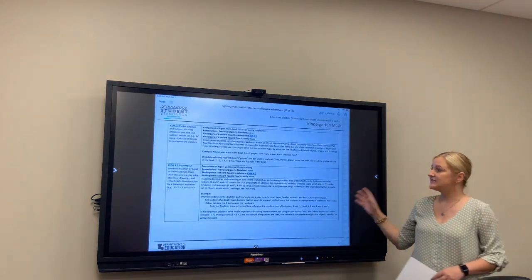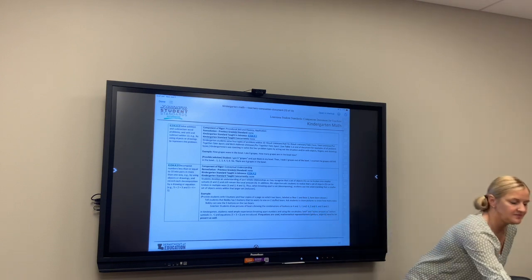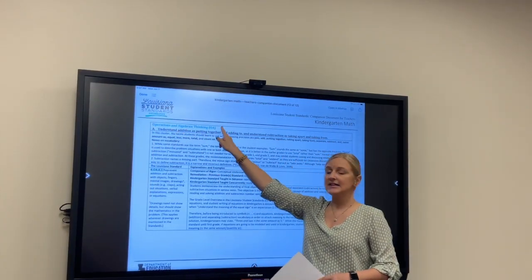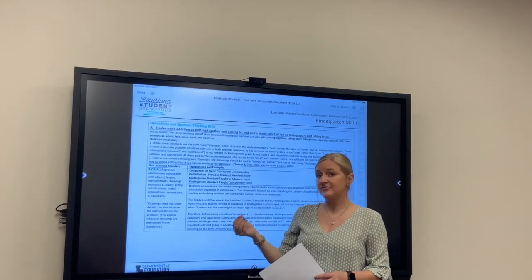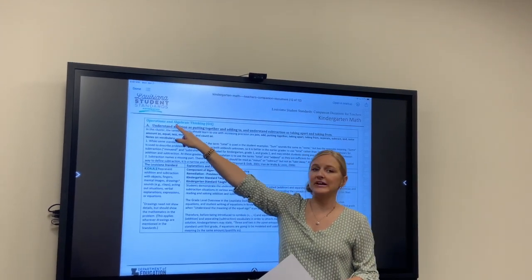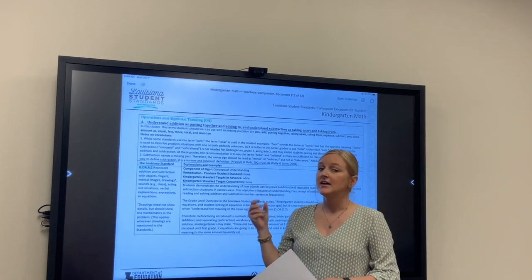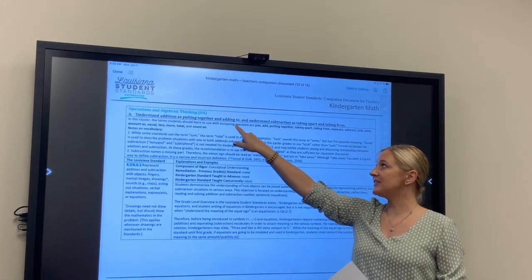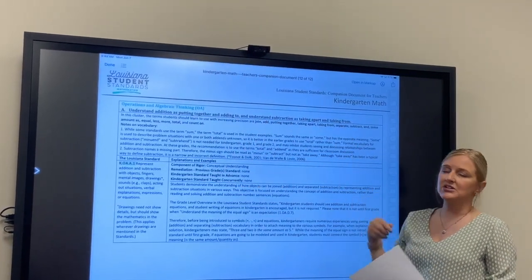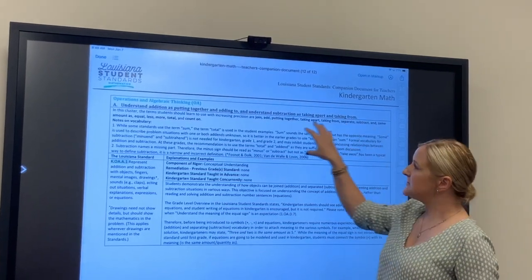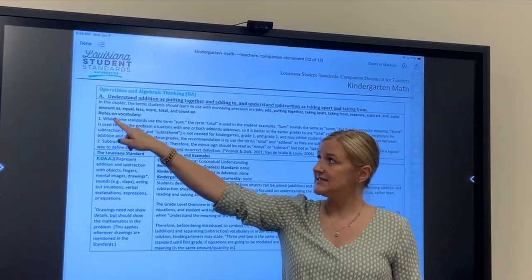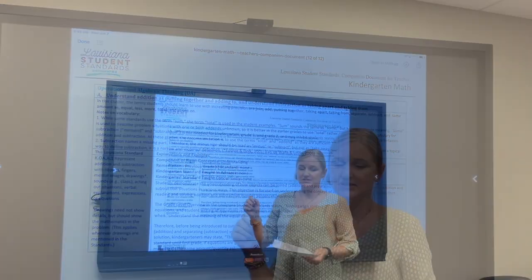I'm going to pull up the companion document so that we can dive deeper into K.OA.A.3. Let's begin by identifying the domain. OA is the first coding after K for kindergarten, and OA is our domain, operations and algebraic thinking. The second code is A, and that is your cluster heading. Understand addition as putting together and adding to, and understand subtraction as taking apart and taking from. You'll see another small synopsis here with vocabulary that will come forth in this cluster of standards and some notes for you as the teacher.